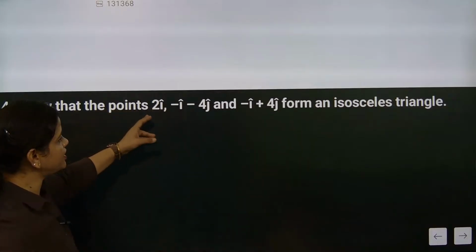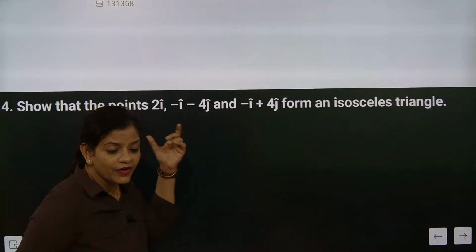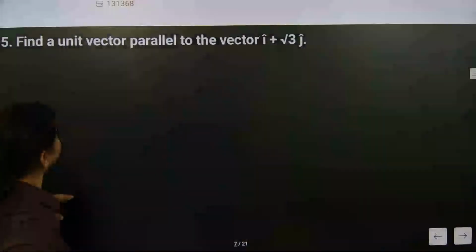Okay, show that the points. This is a point, this is a point. This is not a vector, so you have to find the position of it. After that you need to solve some of the questions directly. I am touching and going.